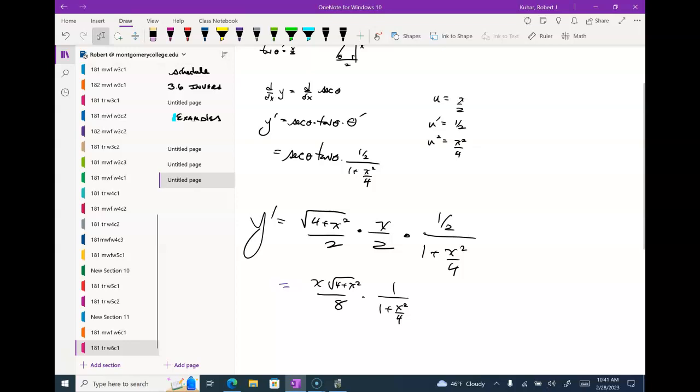Good. What am I going to do here? What's my plan? LCD? Keep, change, flip? I want an LCD, yes? What is it? 4? Agreed? So that downstairs 4 moves where?